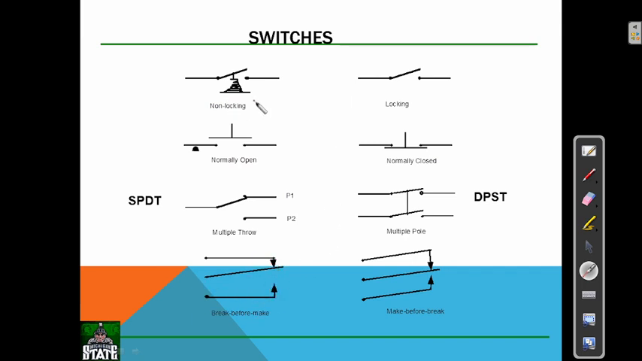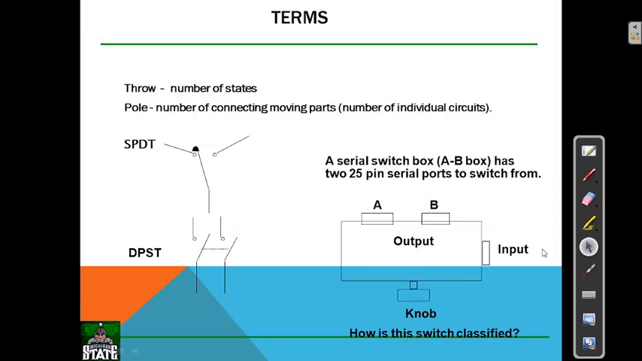We have a difference here: non-locking and locking. Normally open switches and normally closed switches, and here a single pole double throw switch. Here is a DPST, meaning double pole single throw switch. Here is break before make and make before break. These are all the switches in PLCs.